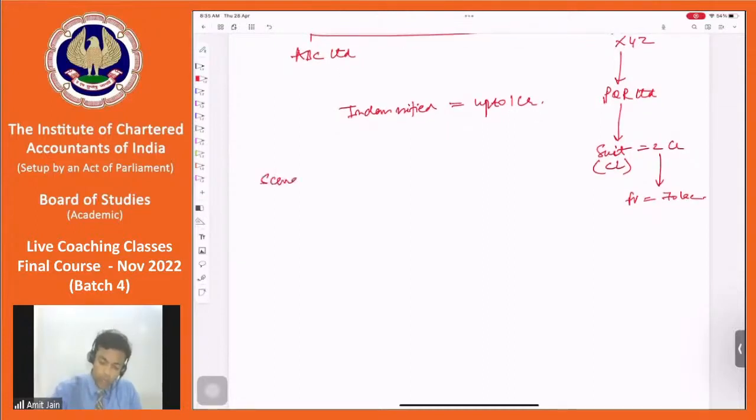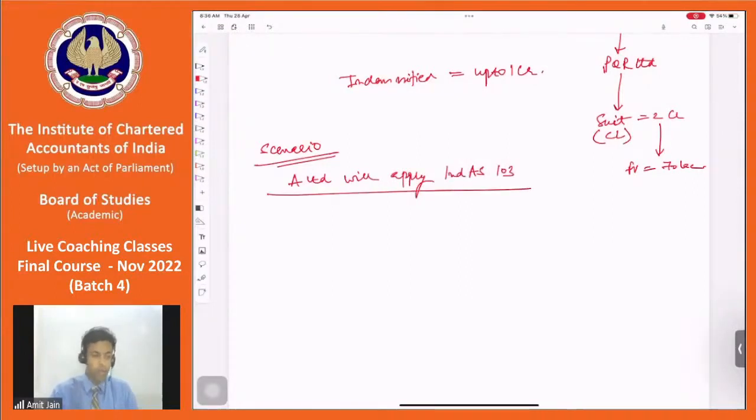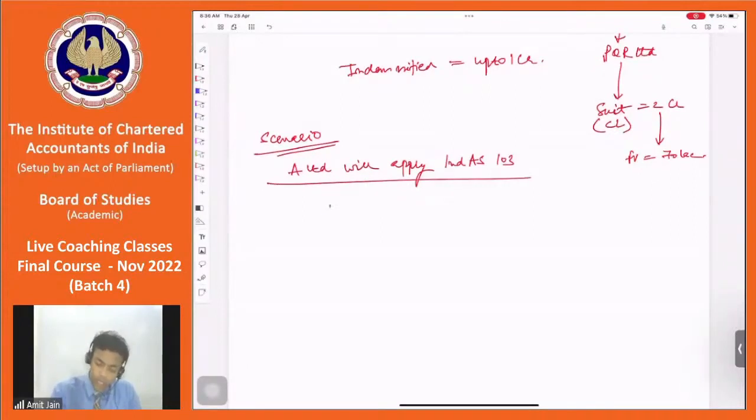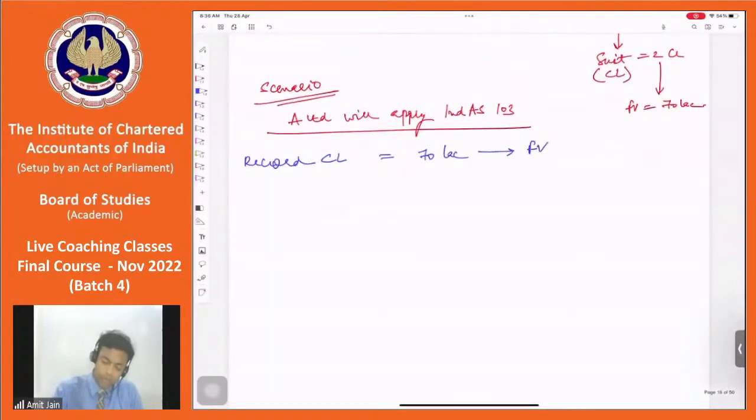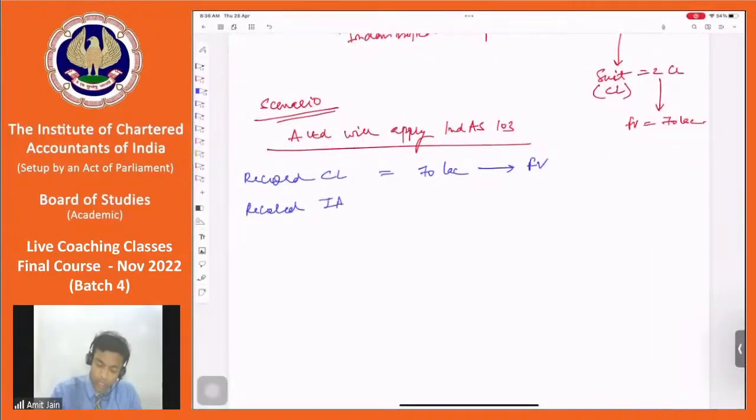So scenario 1, ABC Limited will apply Ind AS 103. Correct? Record contingent liability amounting to 70 lakhs, which is fair value. Record indemnification asset to the extent of 1 crore.